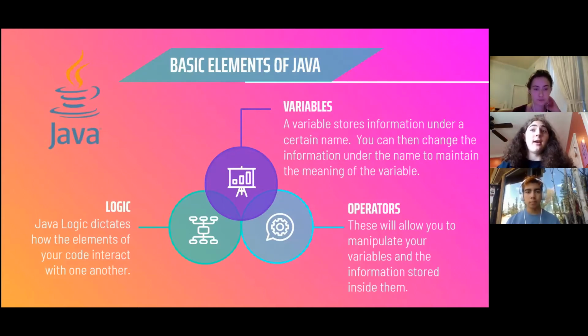And then we have Java logic. Java is obviously built upon logic, but there are certain logical functions that we use in Java that we need to consider and think about. Using these functions helps you understand how Java thinks. It dictates how the elements of your code interact with each other. So we're going to talk a little bit more in detail about variables and the types of variables.